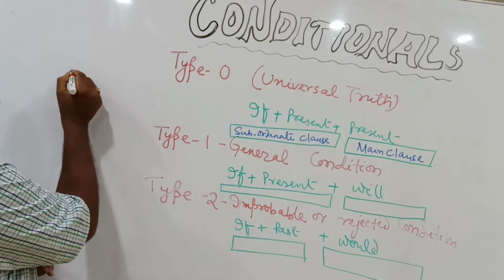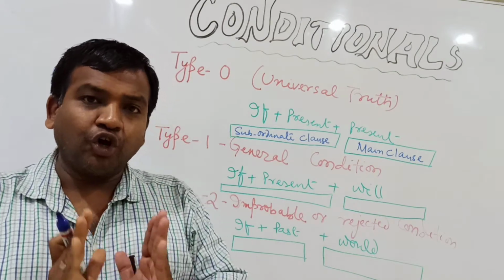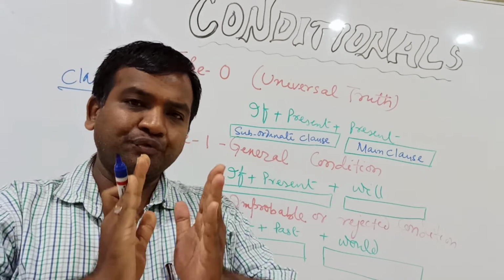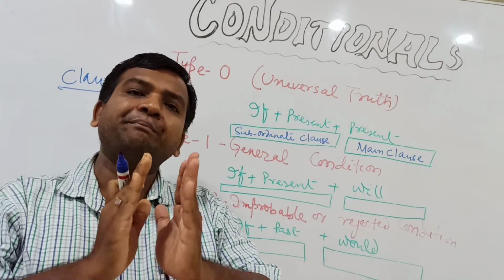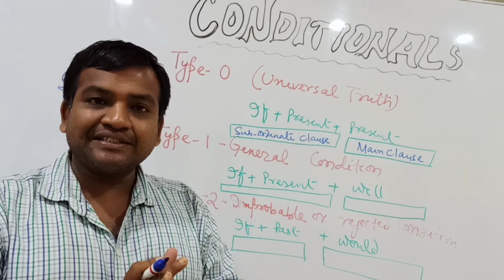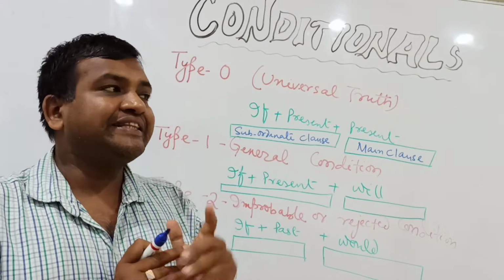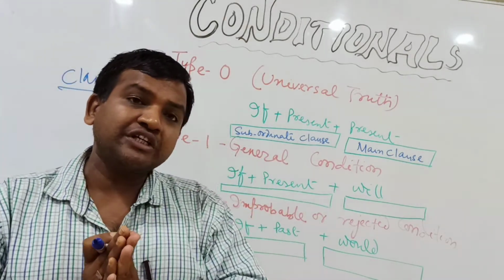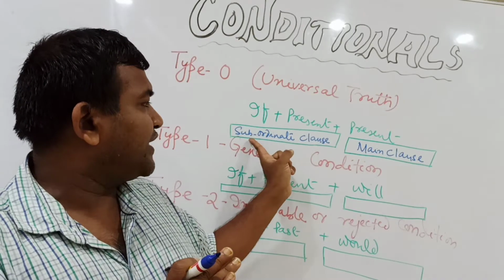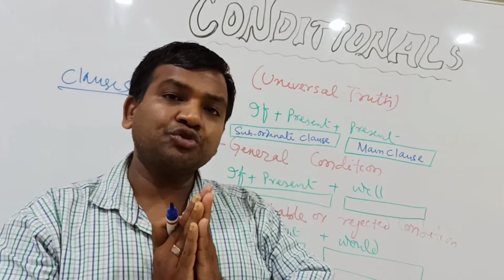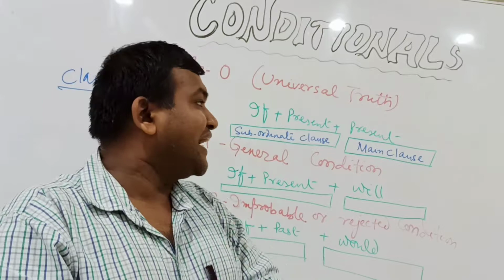Now, what is a clause? Clause means part of a sentence. Here you see, a part of a sentence may be a complete sentence or it may be an incomplete sentence. If a clause is depending on any other clause, that clause is called a subordinate clause, and the clause which can be used independently, which is itself a sentence, is called a main clause.